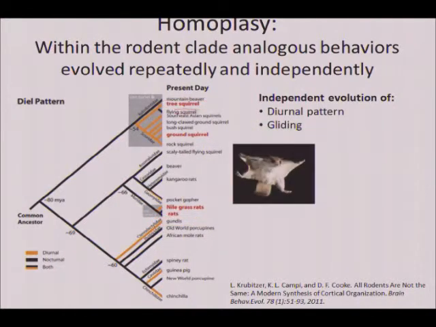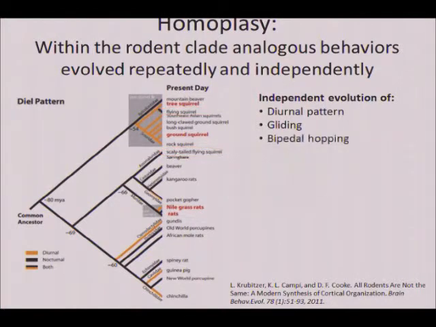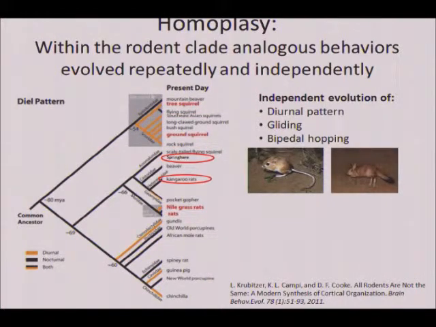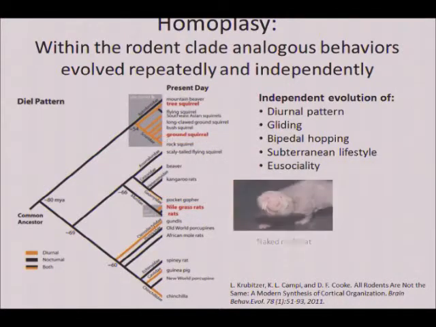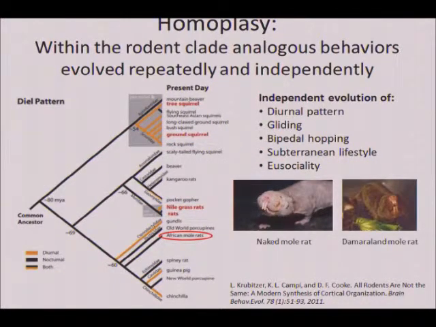But gliding, we mentioned flying squirrels, but that also evolved independently in scaly-tailed flying squirrels, which are not true squirrels. Bipedal hopping evolved independently multiple times, for example, in the spring hare and in the kangaroo rats. And subterranean lifestyles also evolved independently multiple times, in this example, in the pocket gopher and in prairie dogs. Even eusociality evolved twice within the lineage of the African mole rats. The naked mole rat and the Damaraland mole rat each evolved eusociality independently.